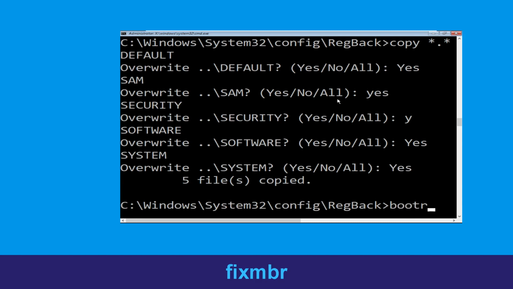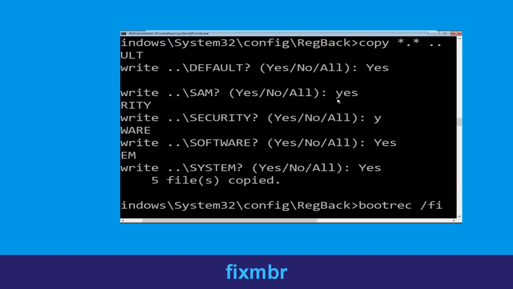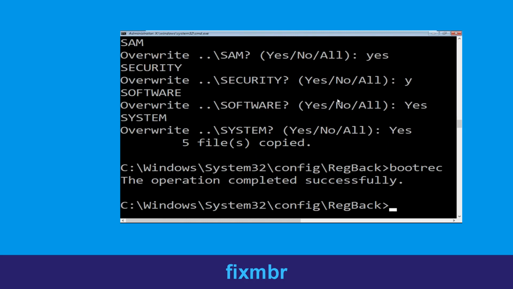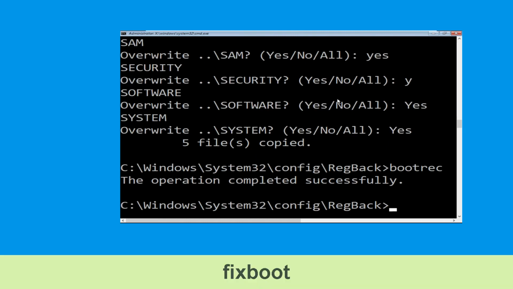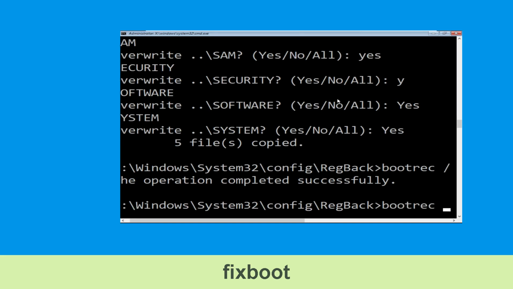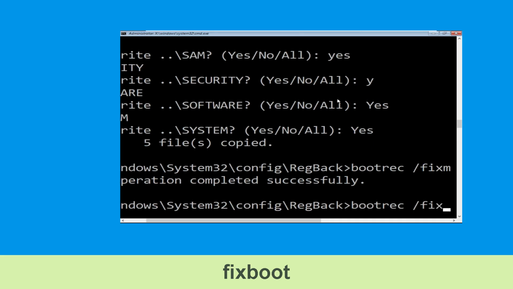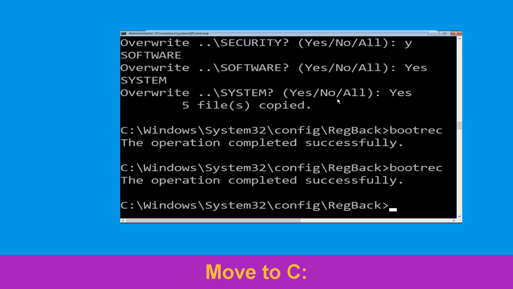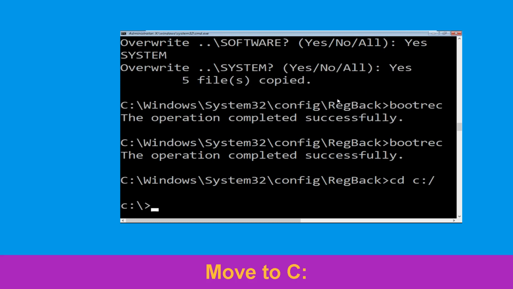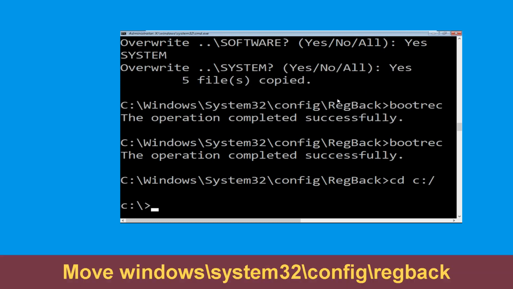Now type bootrec /fixmbr and simply hit enter. Type bootrec /fixboot and hit enter. Now execute this command cd c:\. Now type cd Windows\system32\config\regback and hit enter to execute.